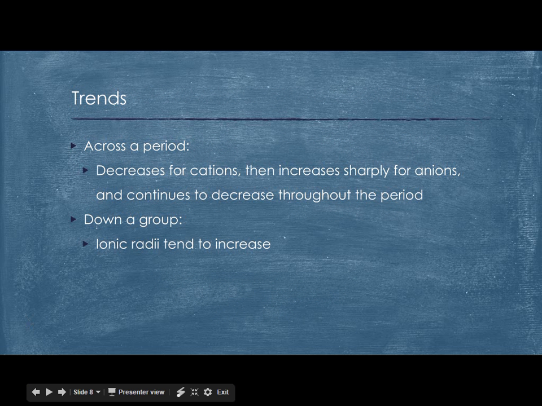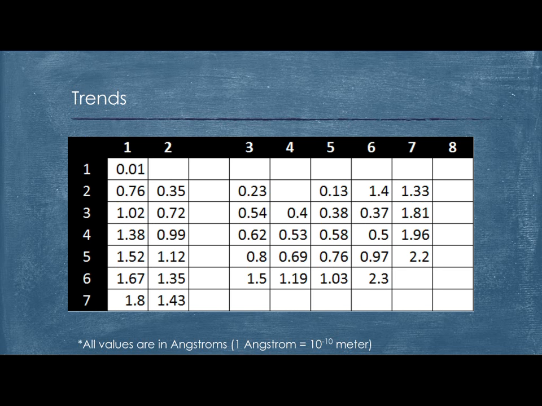Okay. So across the period, at first the ionic radius will decrease while the ions are cations, and then once you get into anions, it increases sharply because the ionic radius is bigger for anions, and it continues to decrease throughout the period. And then down a group, the ionic radius generally tends to increase. So here are our measurements: hydrogen going right is the period, and then going down. You can see it's decreasing for cations, and when you get to anions, it increases.